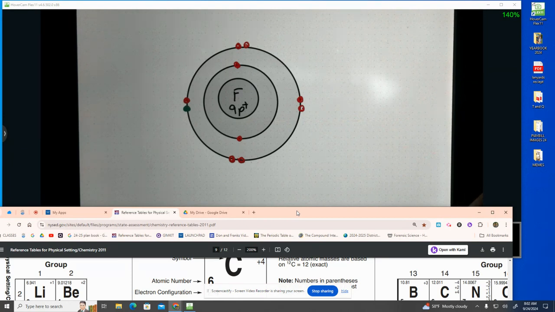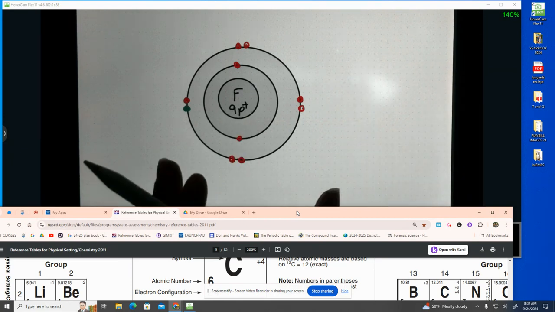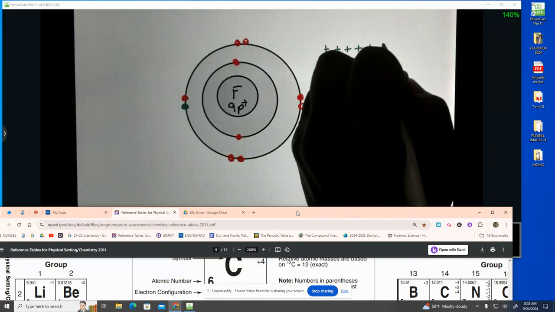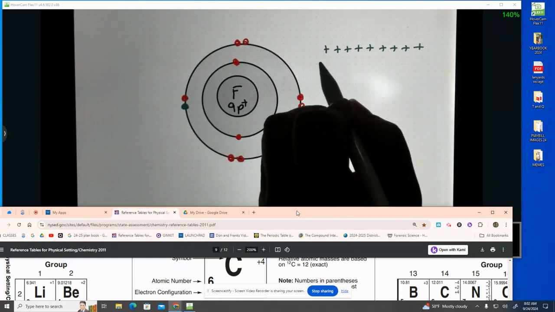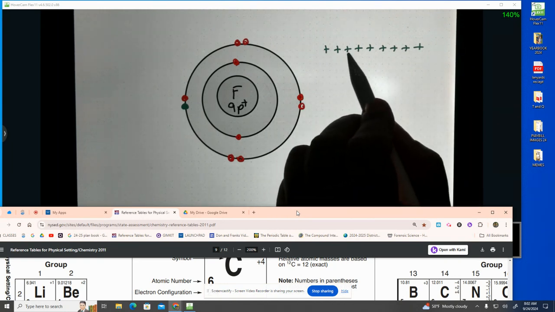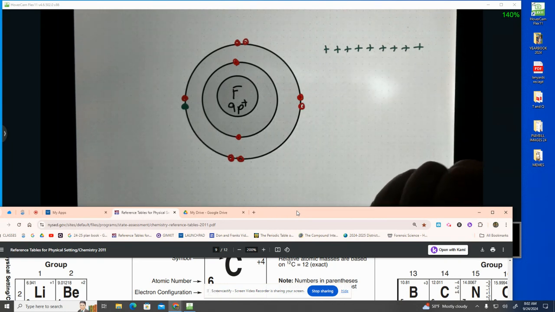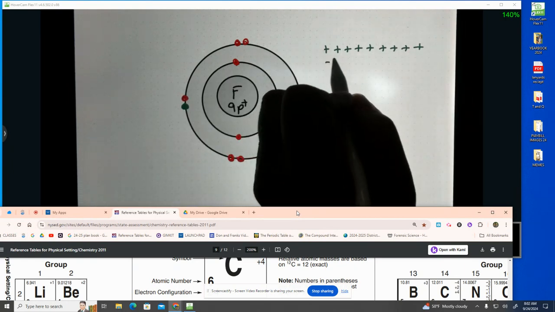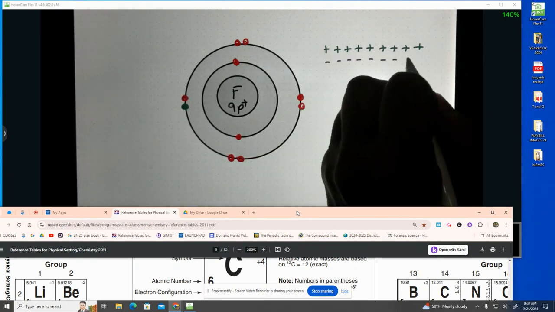Here's the problem with this. He has 9 protons. That means he has 9 positives in his nucleus. There's 9, right? I think that's 9. 1, 2, 3, 4, 5, 6, 7, 8, 9. And now he has 10 electrons. 1, 2, 3, 4, 5, 6, 7, 8, 9, 10.